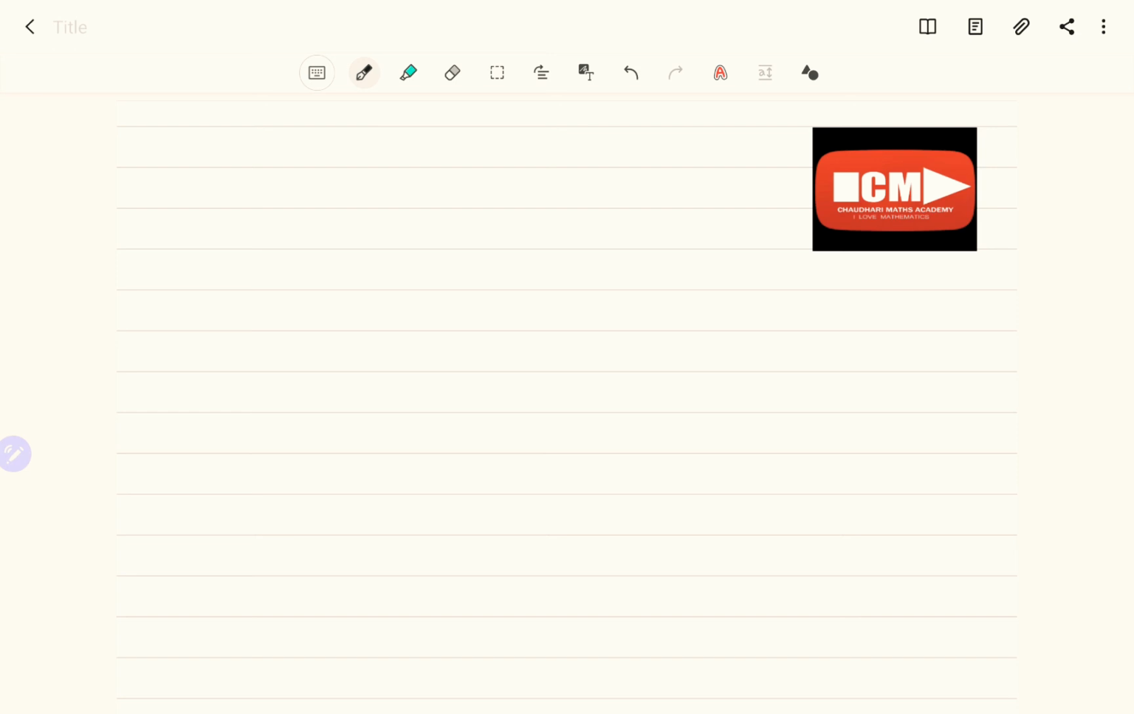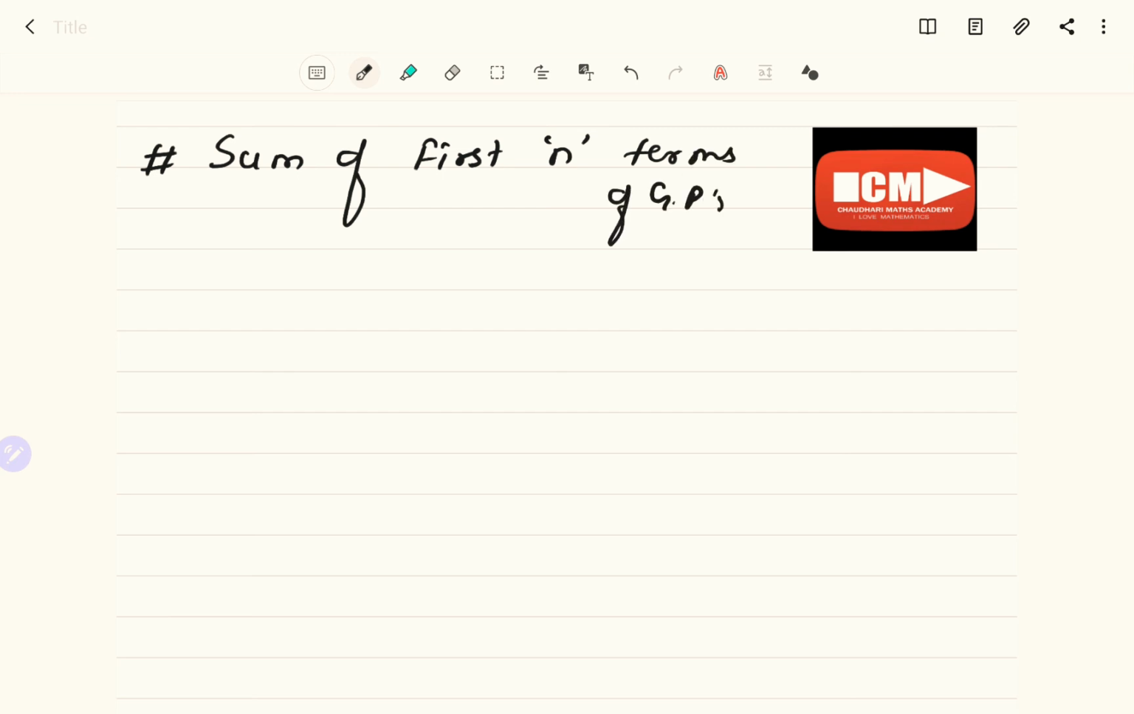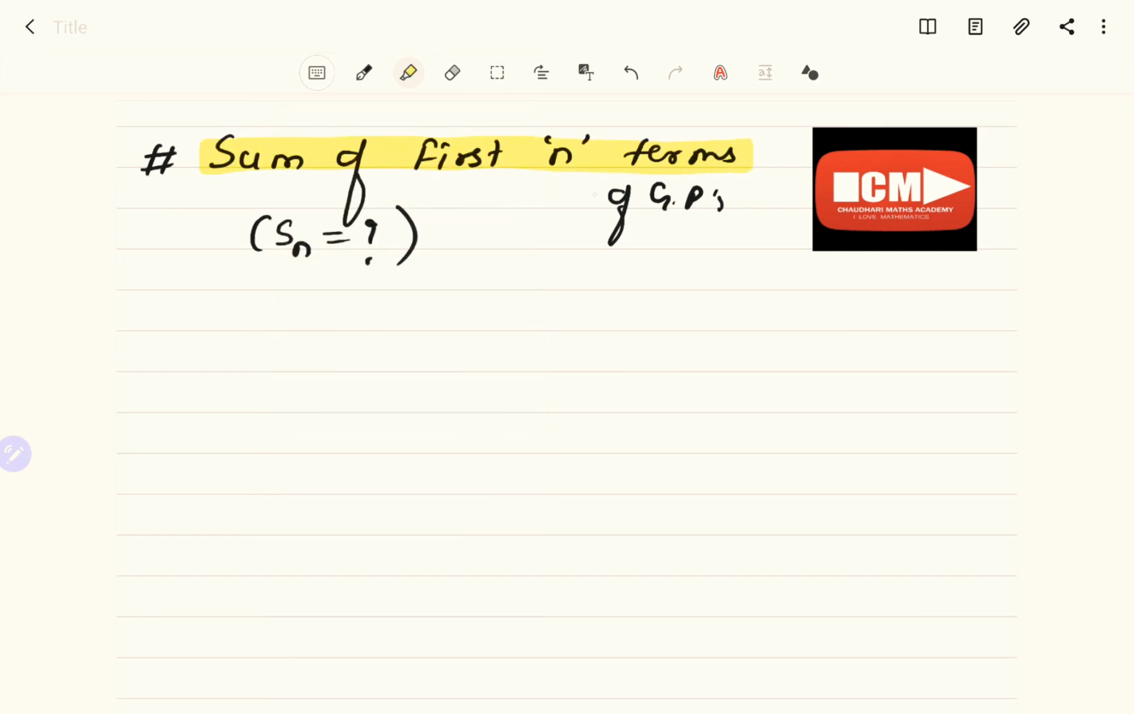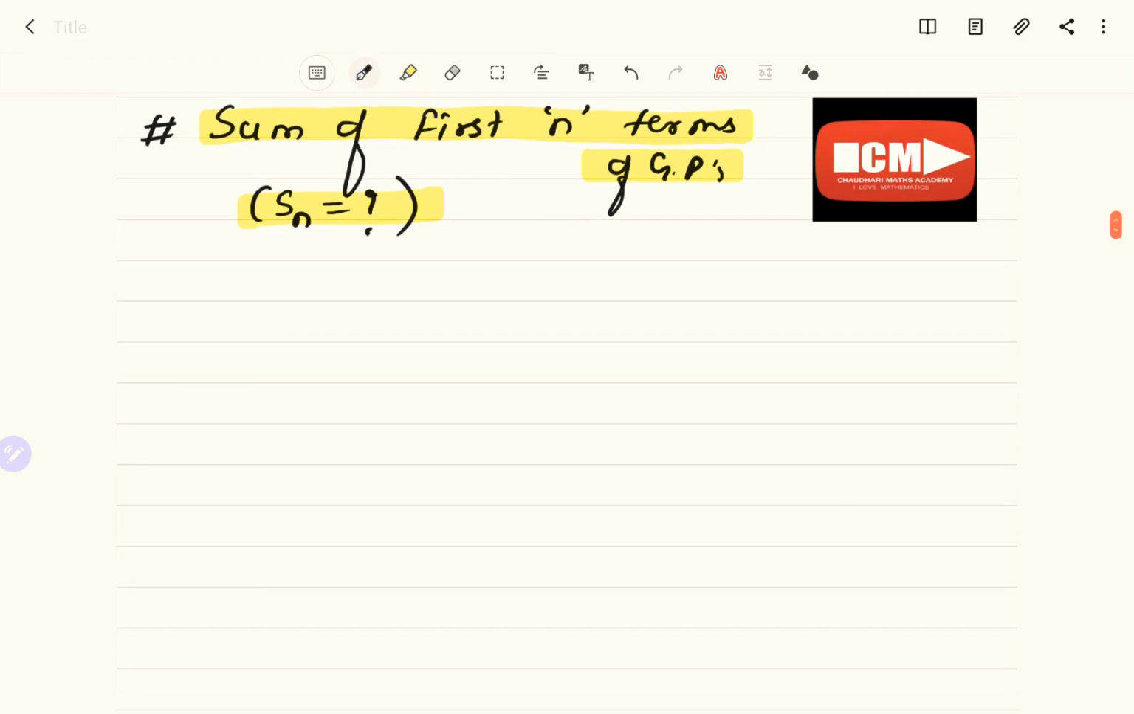Then the next thing is all about finding the sum of the first n terms of a GP. So how to find the sum of n terms of GP? In short, we write it as Sn. So how to find Sn in case of geometric progression? Let's understand what is the meaning of Sn.